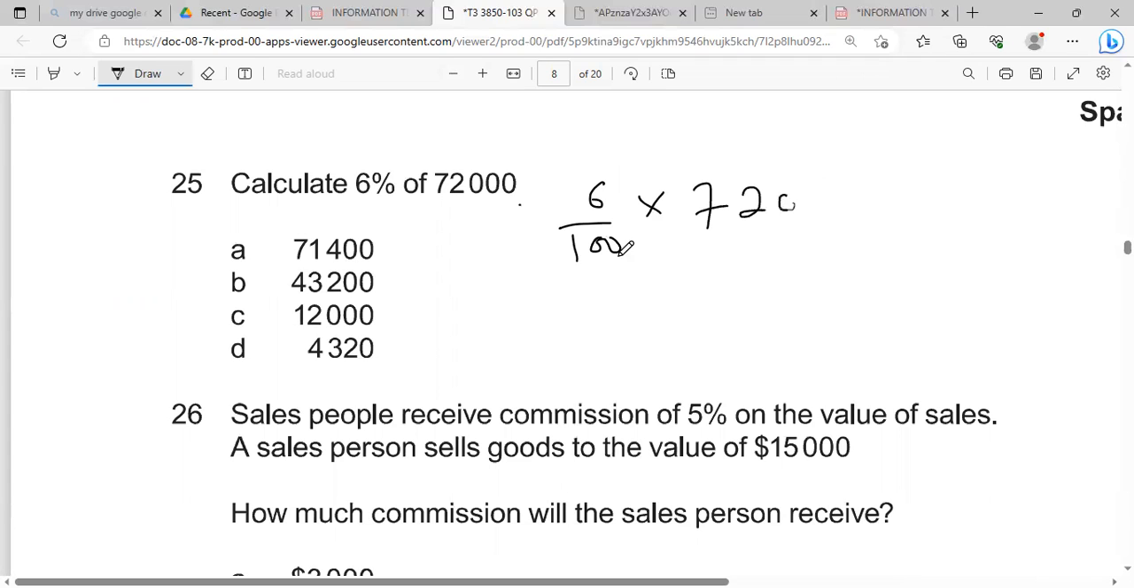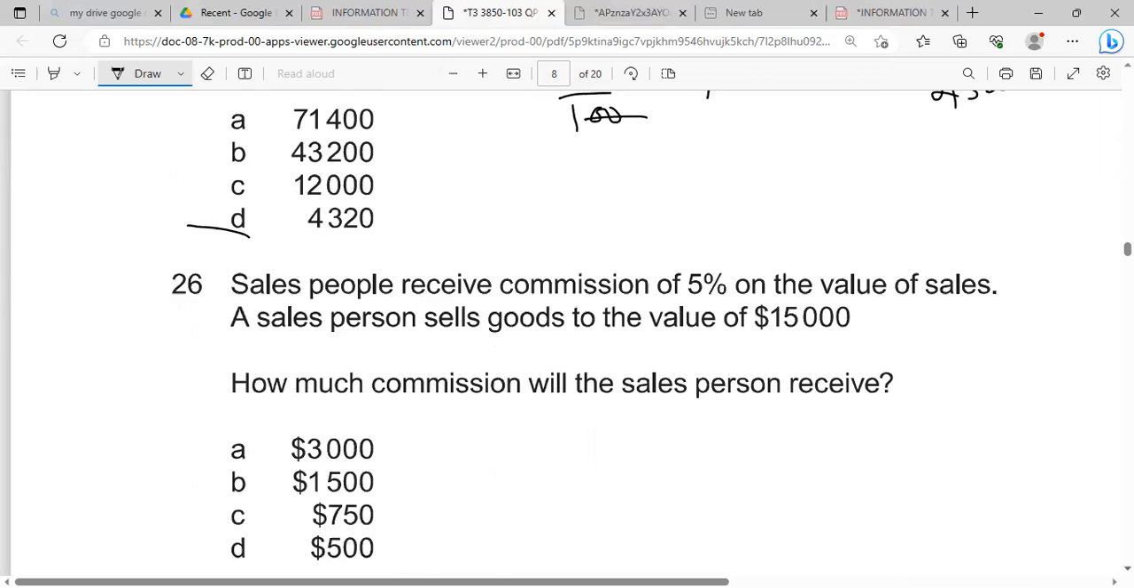So we know 2 of the zeros are going to cancel. We'll divide by 10. 6, 0, 0. 6 twos are 12, 2 carry 1. 6 sevens are 42 and 1 is 43. So that's 4,320. All right, let's look at number 26.